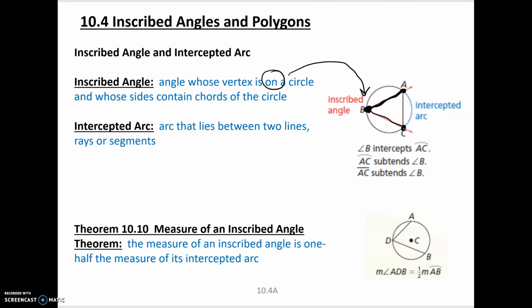The intercepted arc is the arc that is between those two lines. So notice where that is over here. This is that arc. That red piece is the intercepted arc. It lives in between that angle.